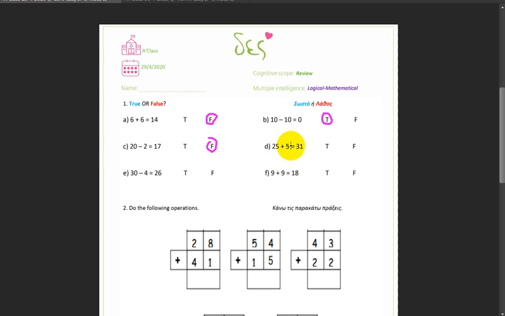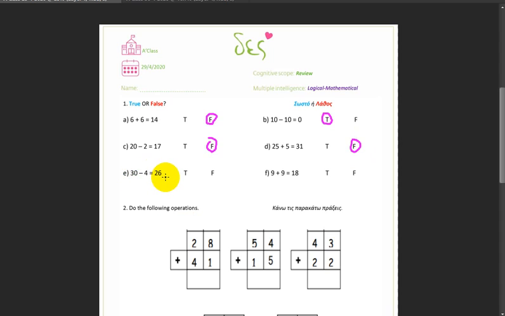Here it says 25 plus 5 makes 31. Let's see, 25 plus 5. So I'm going to make 5 fingers, and then I'm going to count 5 forward from 25. So 26, 27, 28, 29, 30. Not 31. So this is false.